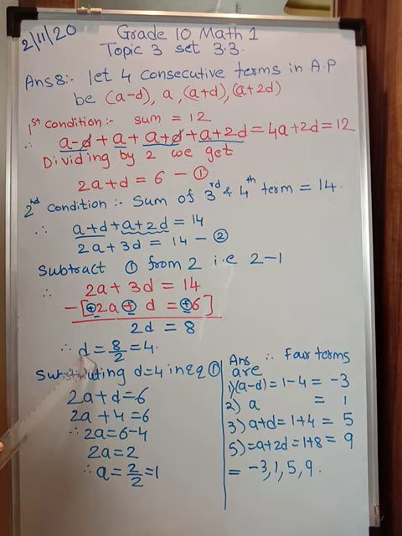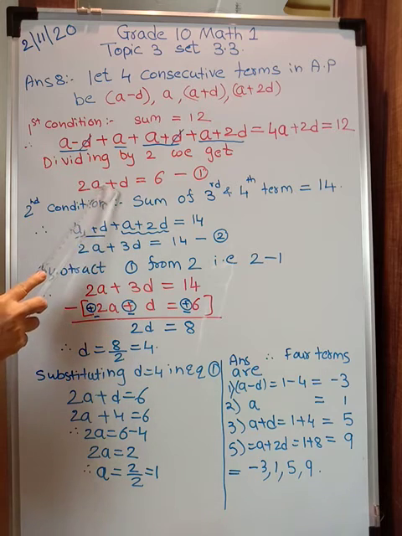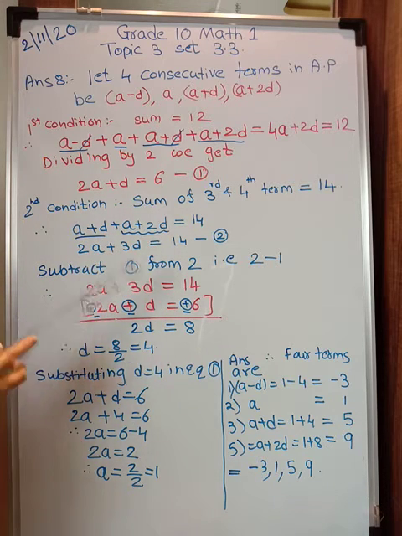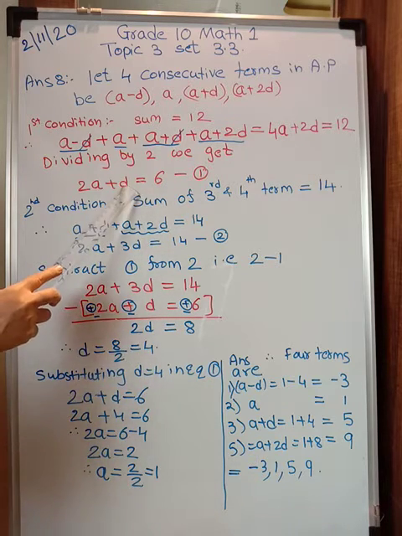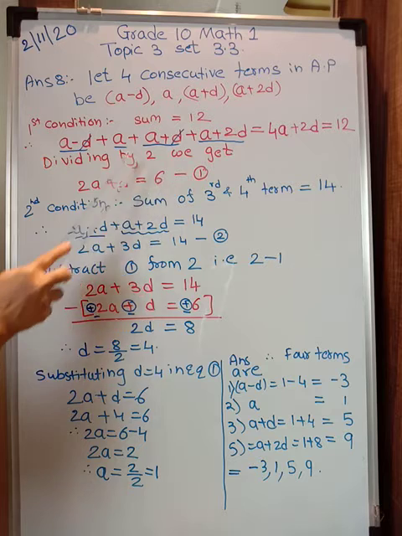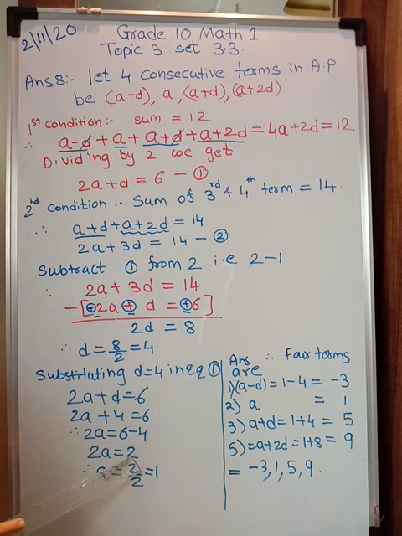Once you get value of D, we can substitute D in either equation 1 or in equation 2 so that we get value of A. So substitute in 2A plus D is equal to 6. How much did we get D? D is 4. So 2A will be equal to 6 minus 4, which is equal to 2. So A will be equal to 2 by 2, which is equal to 1. So you got A as 1 and D as 4.